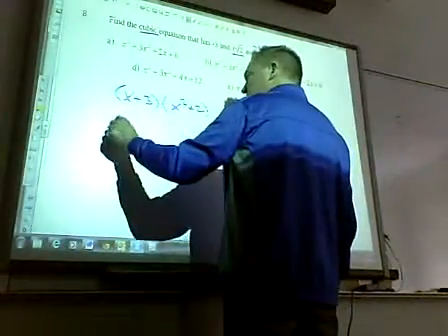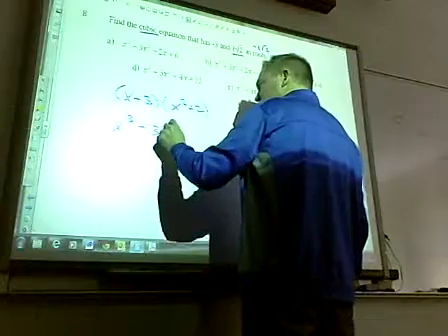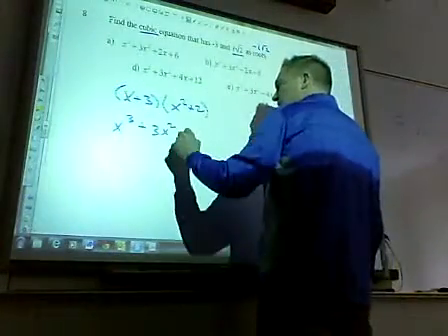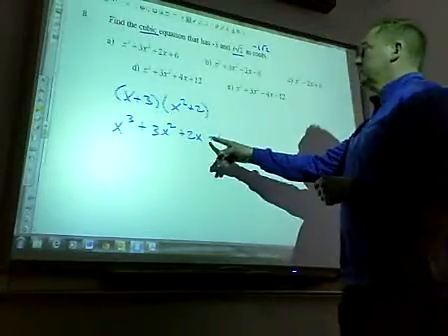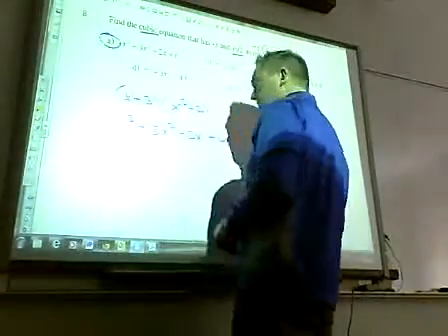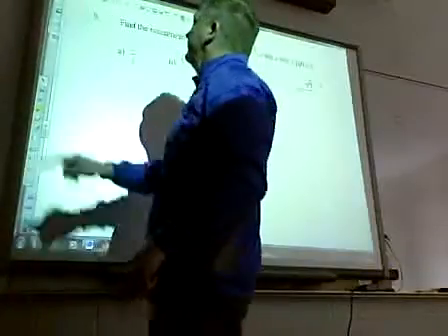We just FOIL this out: x cubed, and then I'm going to go inside first because it gives us our squared term, 3x squared, plus 2x, and then plus 6. I'm looking for that one, and it is choice A for number 8. Alright, let's just keep going.